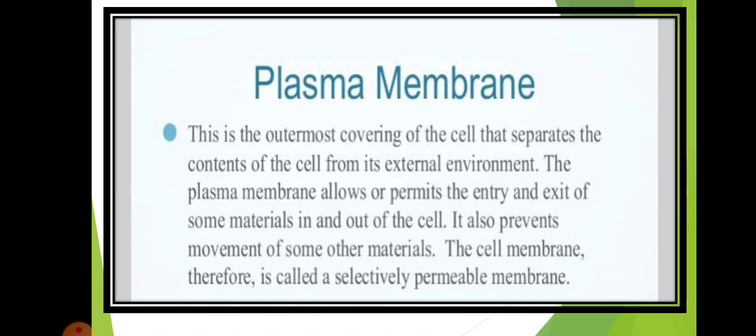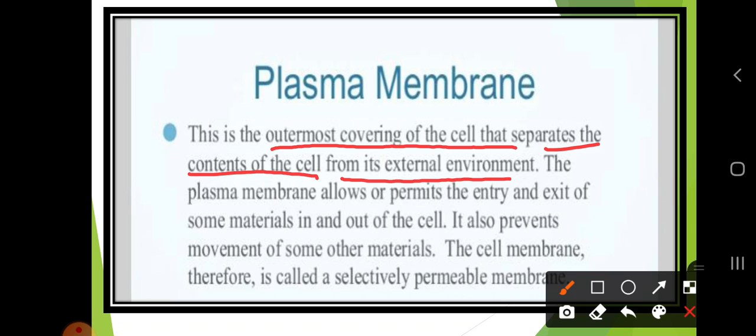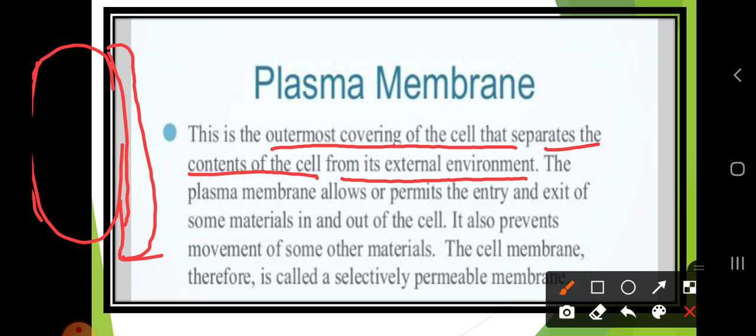When we talk about the plasma membrane, this is the outermost covering of the cell that separates the contents of the cell from its external environment. Membrane means, as I told, it is like a wall itself. Where does the plasma membrane exist? It exists as the upper layer, or outermost covering of the cell, that separates the contents. As I told, it is like a wall, so it separates the contents.